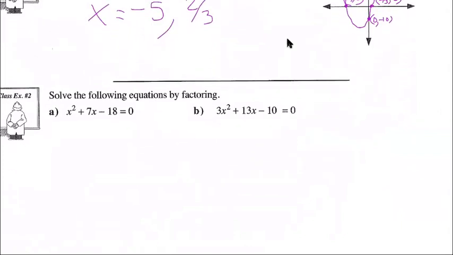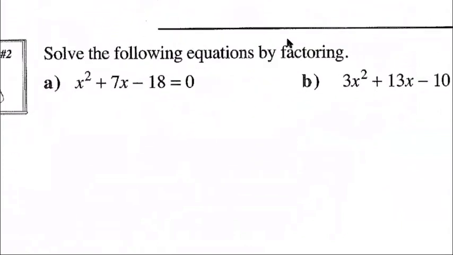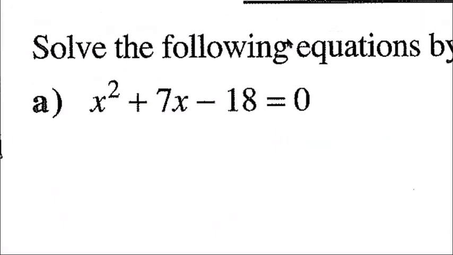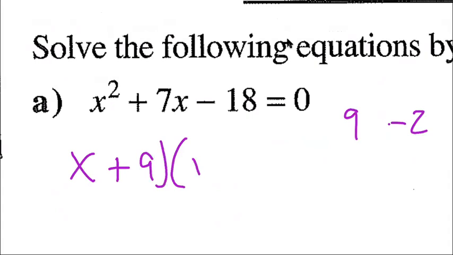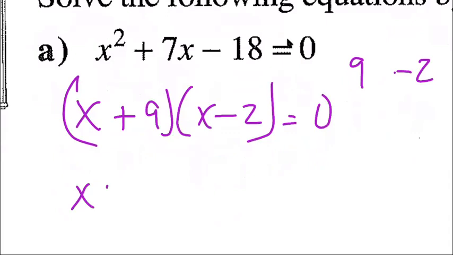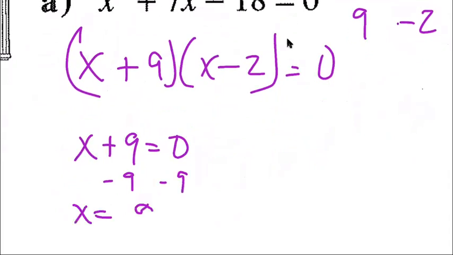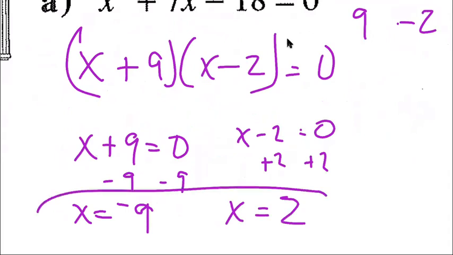Example 2, solve the following equations by factoring. We can factor x squared plus 7x minus 18 by inspection. Two numbers that multiply to -18, add to +7, that's 9 and -2. This becomes x plus 9, x minus 2 equals 0. I use my zero product law, x plus 9 equals 0. Solve for x, x equals -9. I go x minus 2 equals 0, add 2, x equals 2. So there's my solutions.